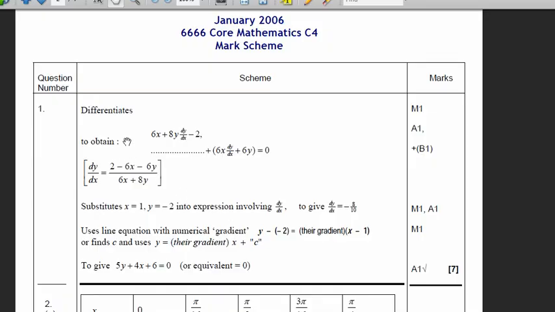This is the mark scheme published by Edexcel. So you see that the answer is 5y plus 4x plus 6 equal to 0. So the format is like that. This is the A1 mark. The derivative is M1, A1. You find that, up to that you get 3 points.